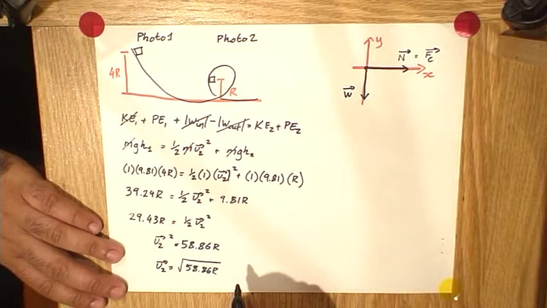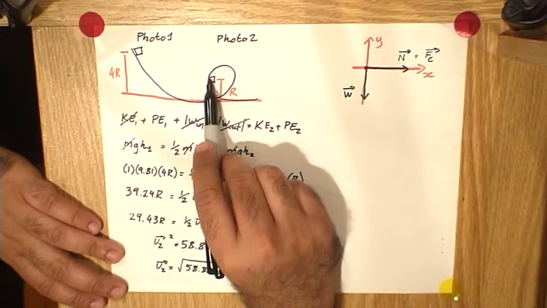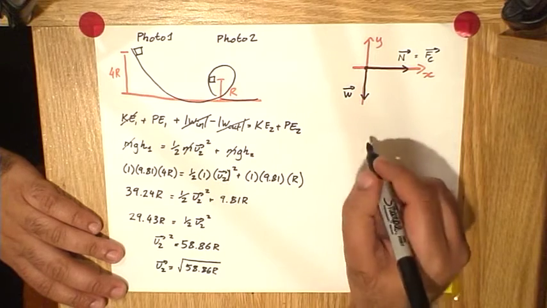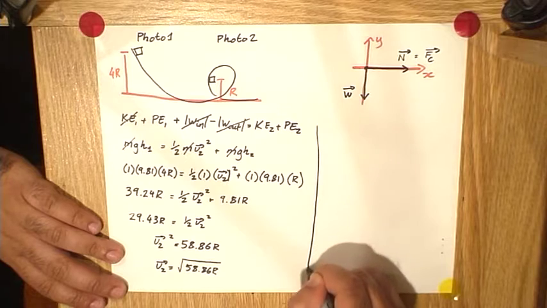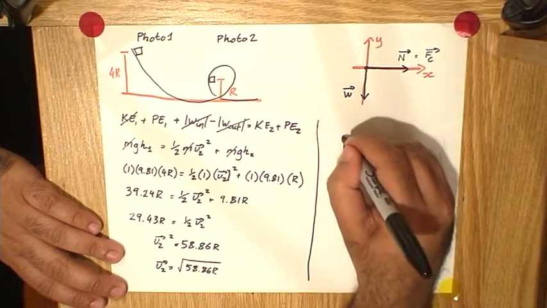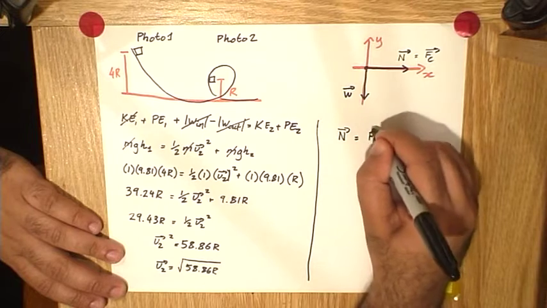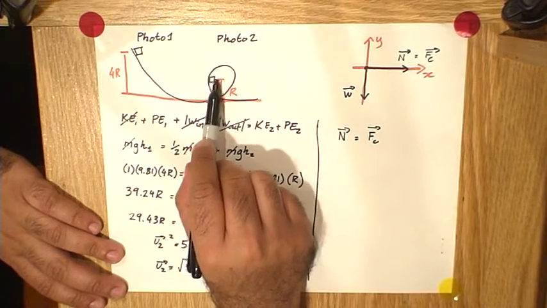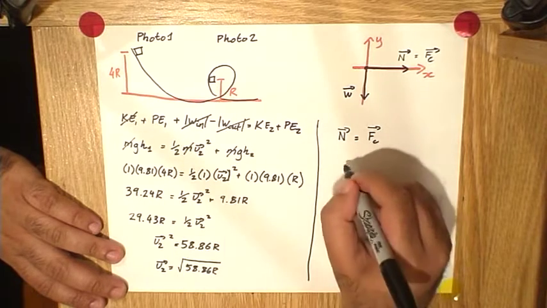Now, we were also asked how big is the force of the track on the block. That's basically asking how big is the normal force. Now, we know that the normal force happens to be equal to the centripetal force, because the normal force is what is pushing the block inwards towards the center at this point in the track.